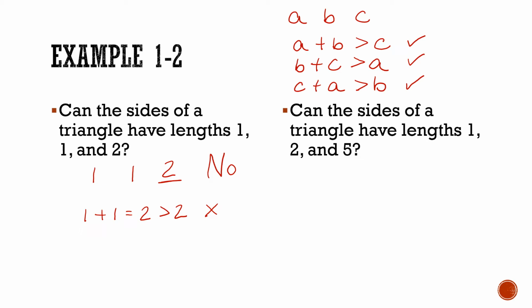Okay, let's look at number 2. We have 1, 2, and 5. So we're going to add each of these together. So 1 plus 2 equals 3. And 3 should be greater than 5. Is 3 greater than 5? No, it's not. So therefore, those three sides would not make a triangle.